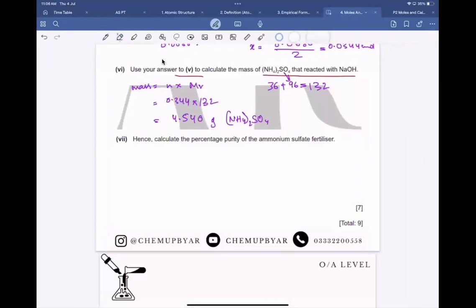So see, if you are able to correctly link all the things, then this part will be the easiest. Otherwise, I have seen that this part is the worst for students, how to find the percentage purity. You know the pure ammonium sulfate, you know the mass of the sample, you just multiply by 100 to get the percentage. It is 90.816, so 90.8%.